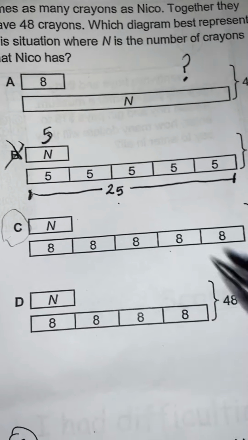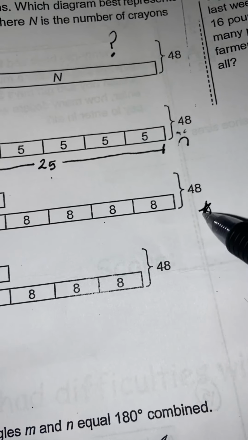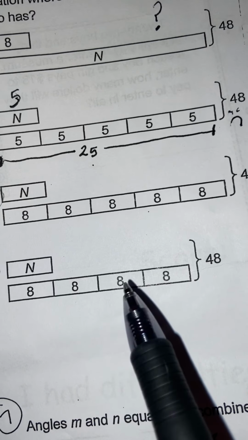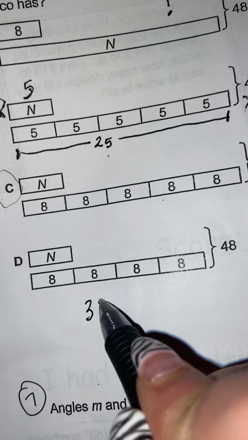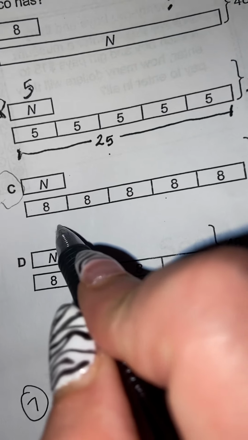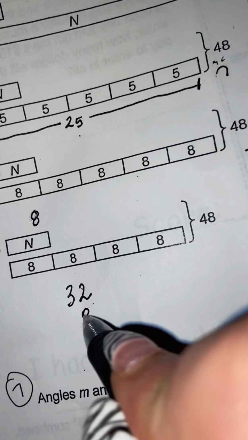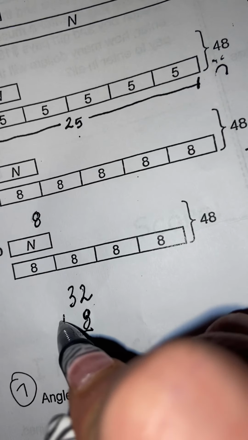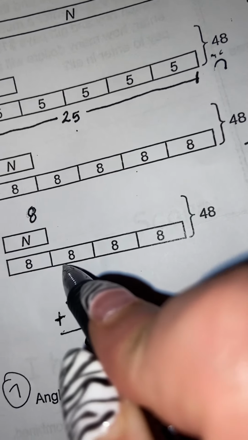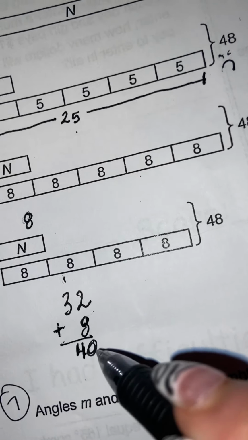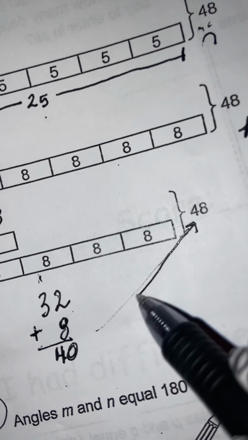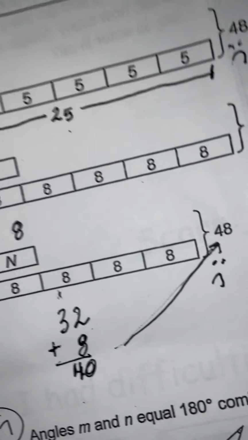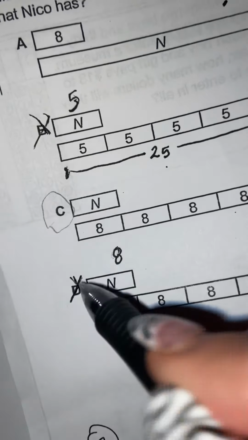Let's go back and check this one, because this one's like a star. This one comes out right. So look at this one. 8 plus 8 plus 8 plus 8. Okay, that's repeated addition. So 8 times 4 is 32, plus this 8 more. So 32 plus 8 is 40. So that does not match. Nope. So we're eliminating this answer choice.